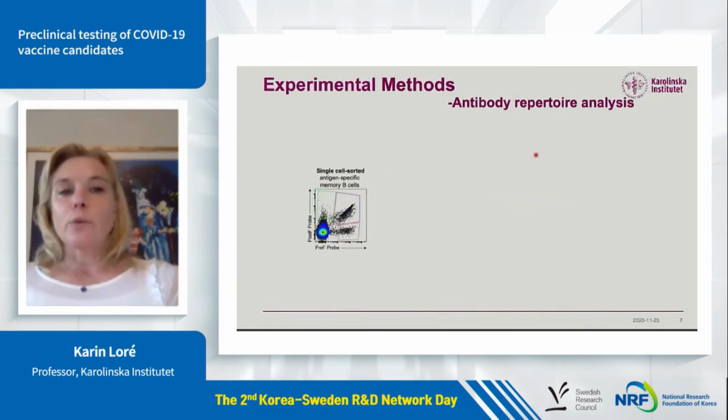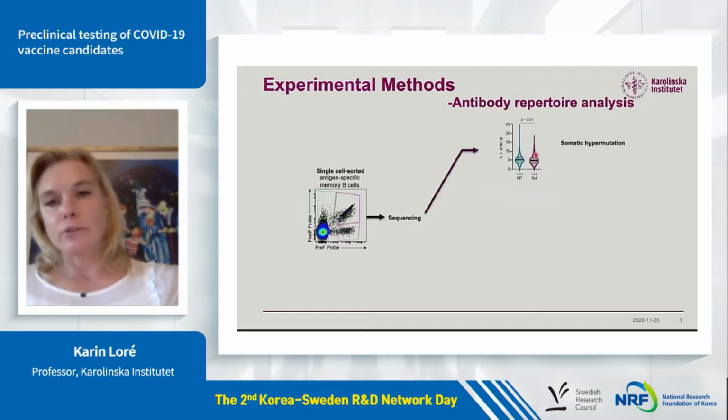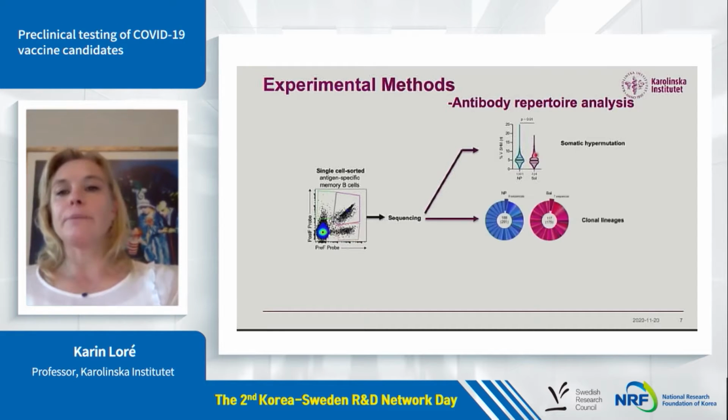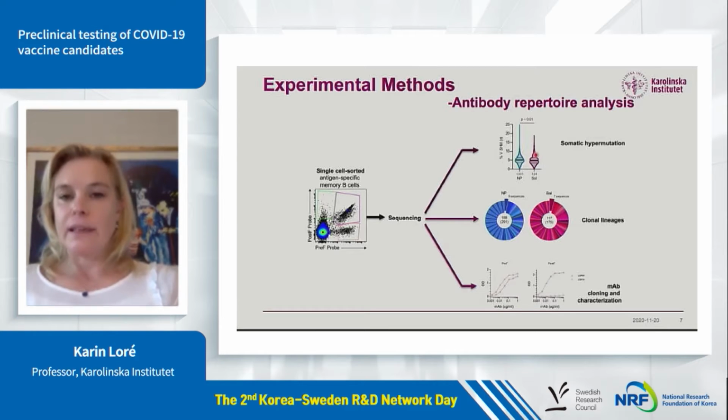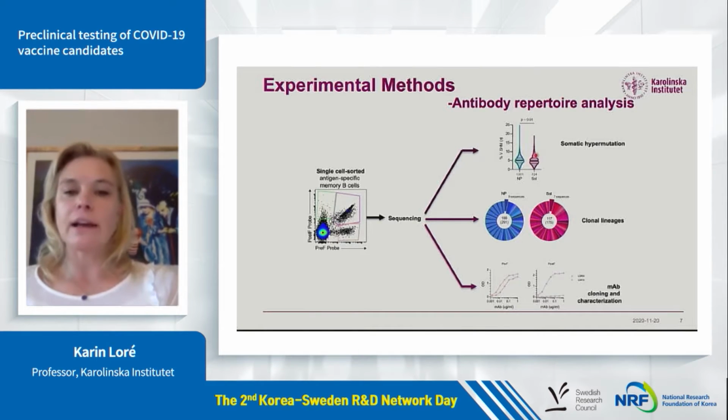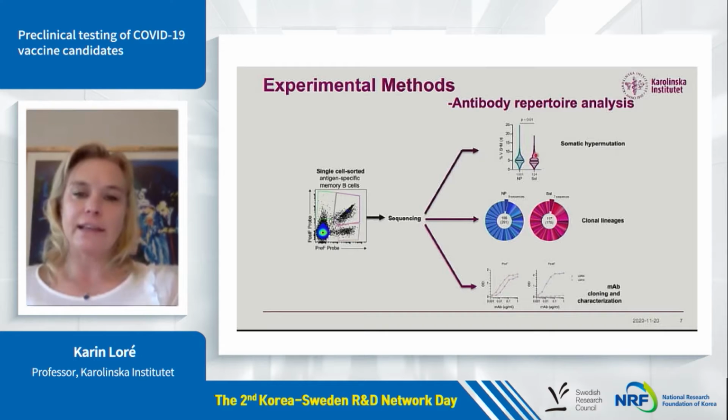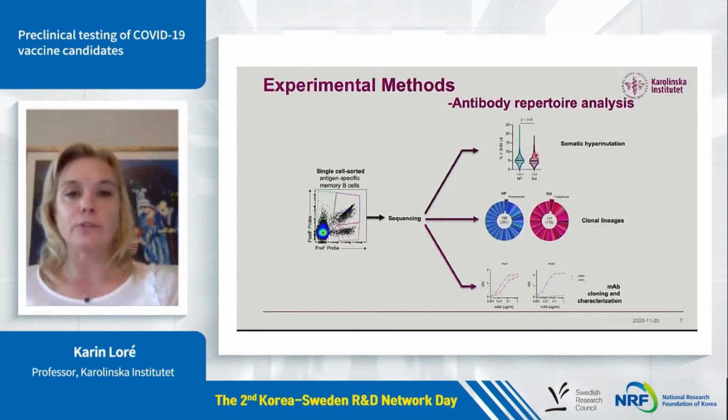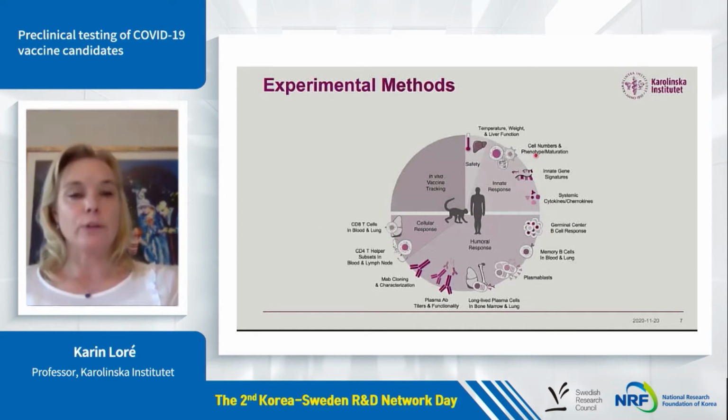We can also sort antigen-specific B cells, and we can sequence them to look at maturation of the response. We can look at how many different clones there are, and we can identify and clone antibodies. So we can produce antibodies and analyze them. And theoretically, if a really good antibody is discovered, this antibody could be tested as a therapeutic antibody in the future. We can also look at T-cell responses.